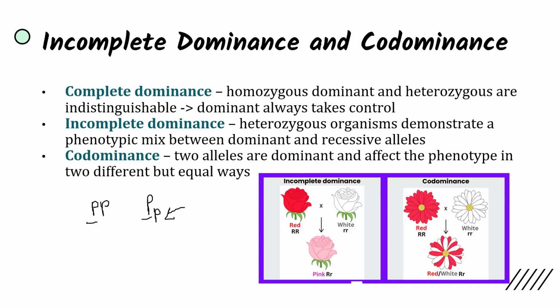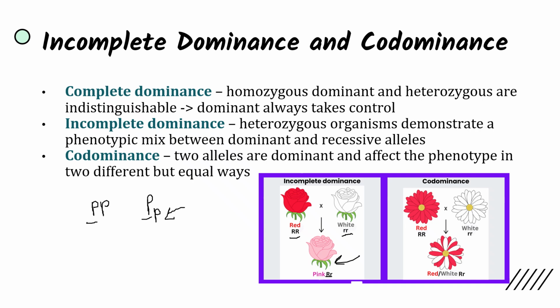However, this is not the only kind of dominance. There's also incomplete dominance, where heterozygous organisms are going to have a phenotypic mix between the two alleles. So for instance here, where we have a homozygous dominant and a homozygous recessive plant for red and white roses, the offspring is going to end up being heterozygous but pink. So the alleles have mixed, blended together to create this incomplete dominance.